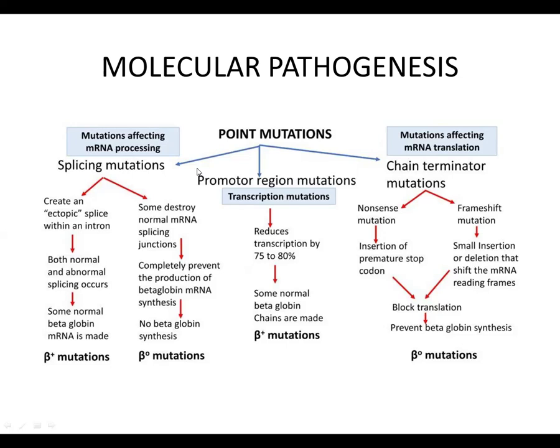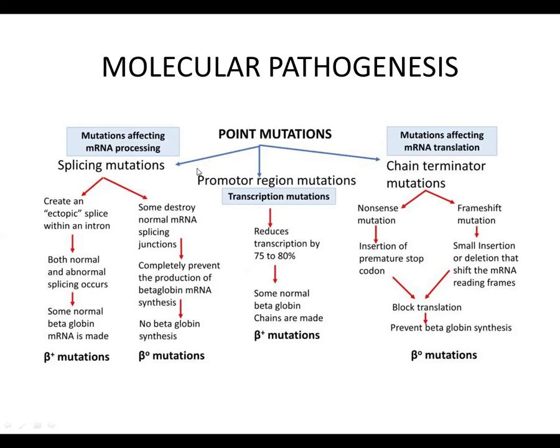In cases of promoter region mutations, the transcription of beta globin chain is reduced, which results in formation of only some of the normal beta globin chain. So this results in beta plus mutations.